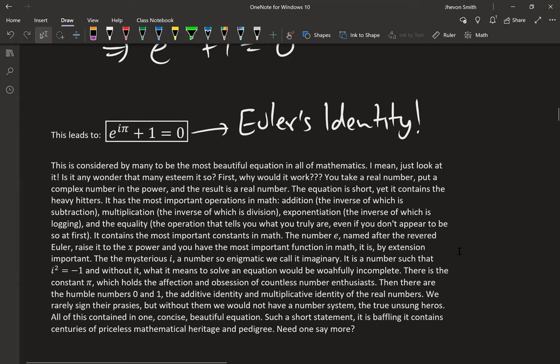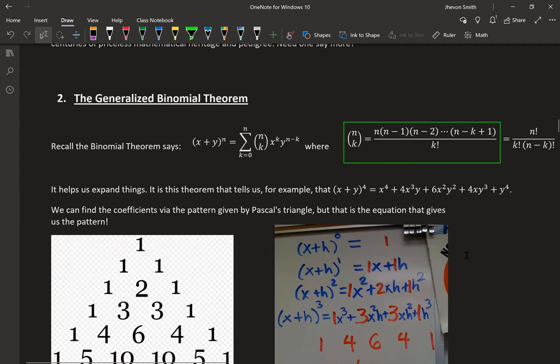And that is why that is the most important, the most beautiful equation in mathematics. At least people think so. Very short, very concise, but there's so much packed into that one equation. And it's unbelievable that the most important guys in mathematics actually orchestrate themselves to make such an equation true. Really crazy. Moving on.